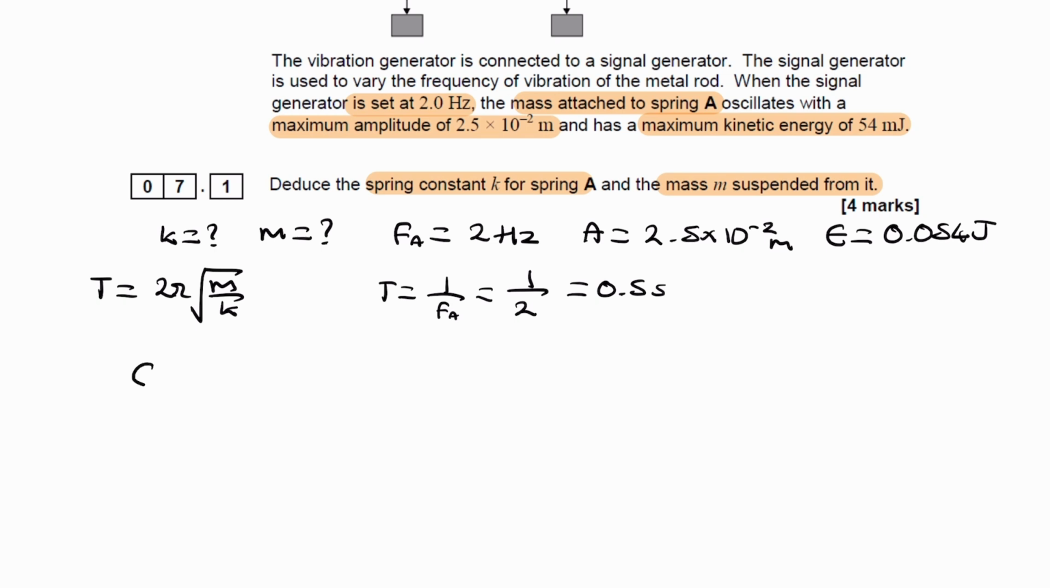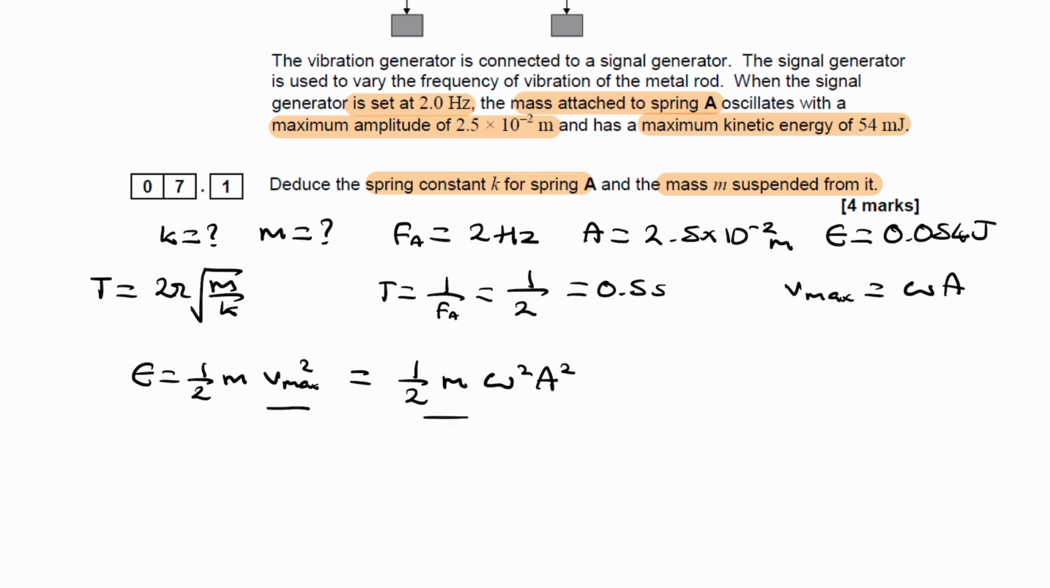So maximum kinetic energy is equal to 1/2 m times v max squared, and v max is equal to omega A. So this equation then becomes 1/2 m times omega squared A squared. That omega A is the maximum speed for any simple harmonic oscillator. Sub that into what we have here to get this expression for max KE. So looking at the equation that we have over there, we have the max KE, we want to work out mass. We don't have omega, but we can work it out.